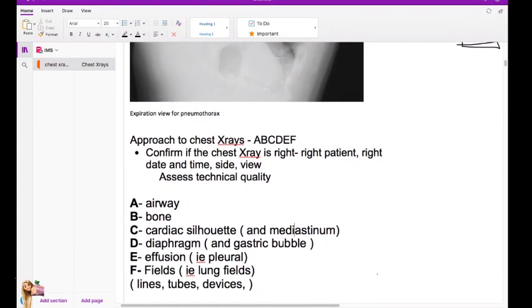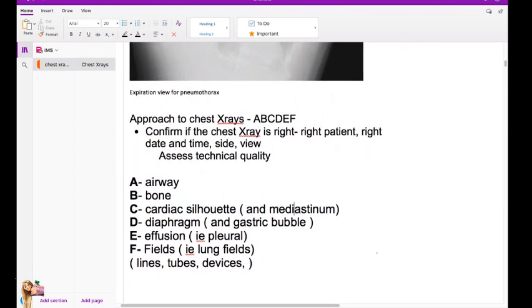Okay. Then, approach to chest X-rays. If you see different resources, everyone gives a different approach. Most places had this ABCDEF approach, but even that differs everywhere. So this one is what I thought was the most useful, I guess.